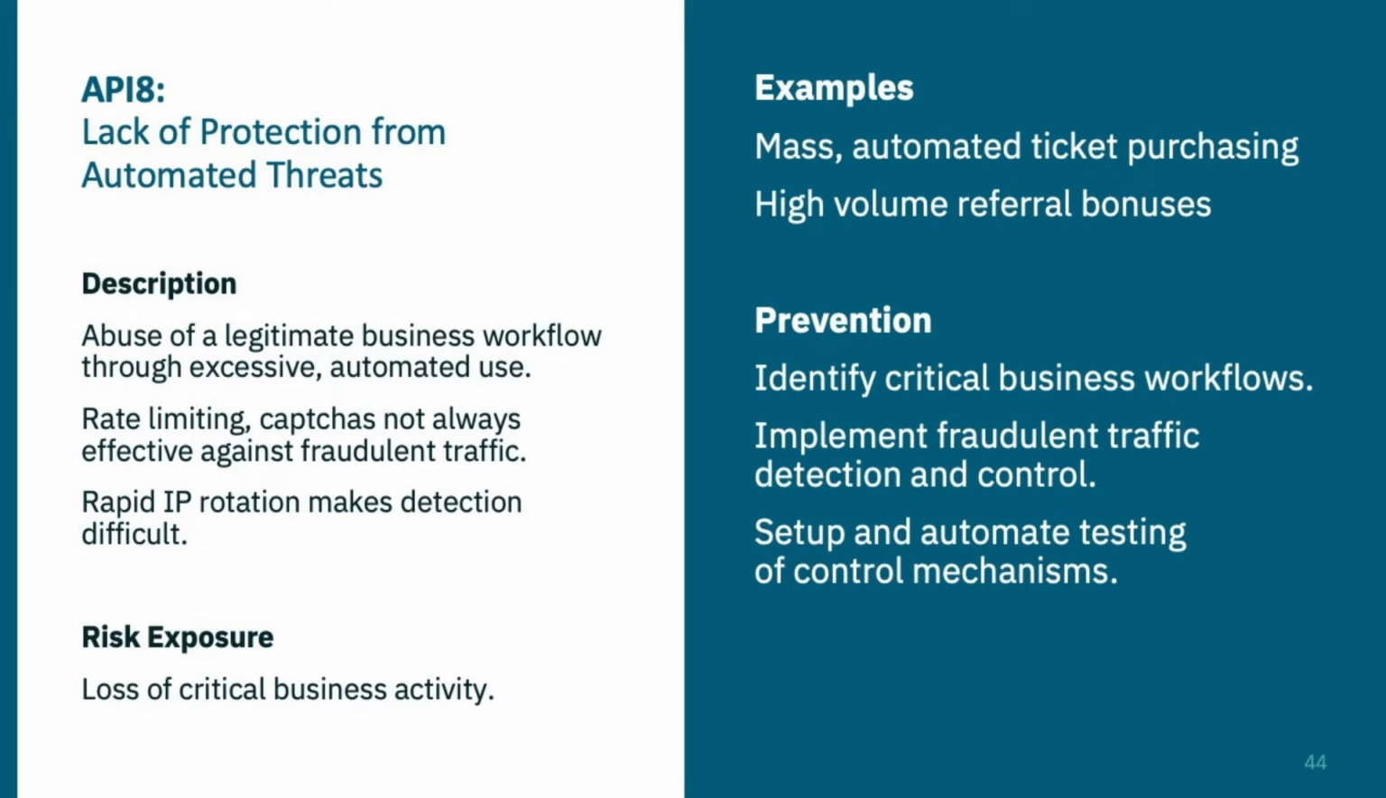High volume rate referral bonuses. So if your application provides bonuses or credits for performing certain actions and you don't restrict how those are earned, you can find abuse here as well. So identify the critical business workflows where this type of abuse can happen. Implement traffic detection and control. So runtime monitoring as well as in-app logic controls to prevent high rate or high volume data exposures, and then test those controls. Make sure they're working properly.